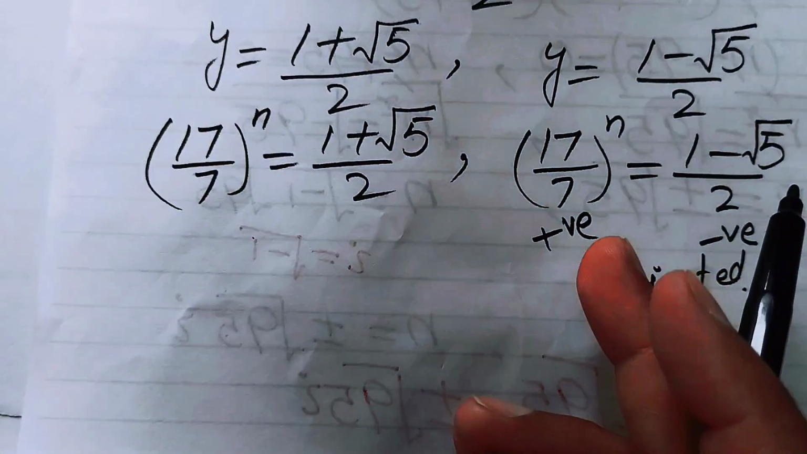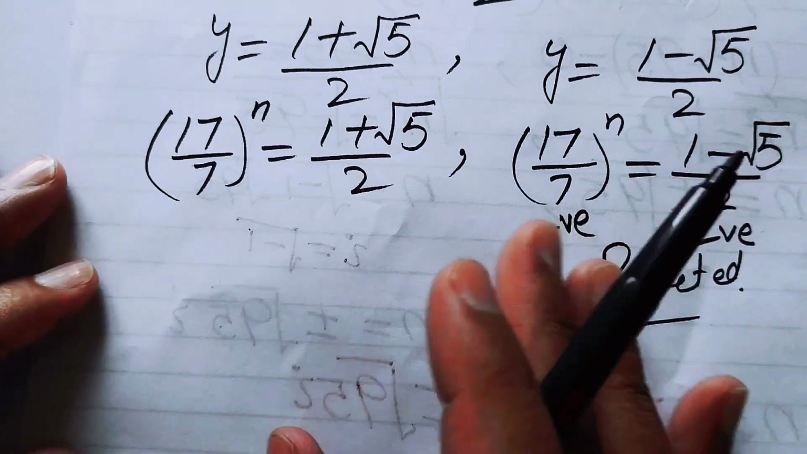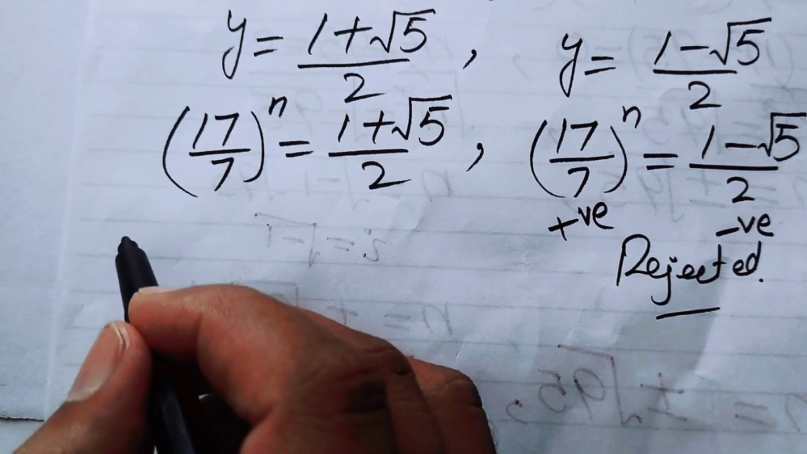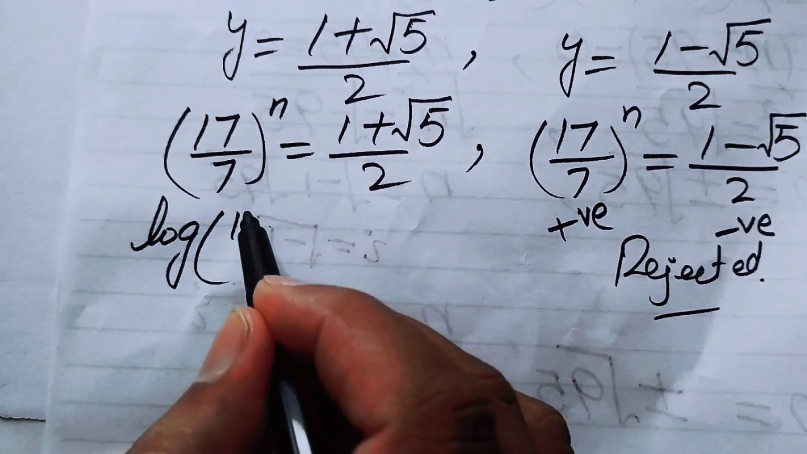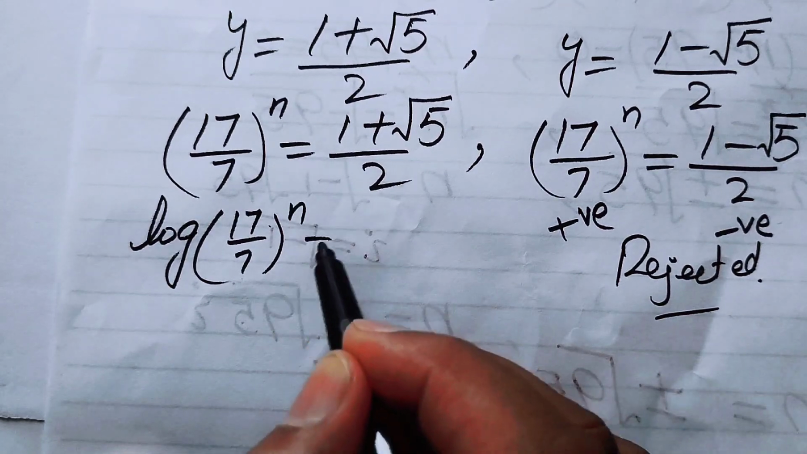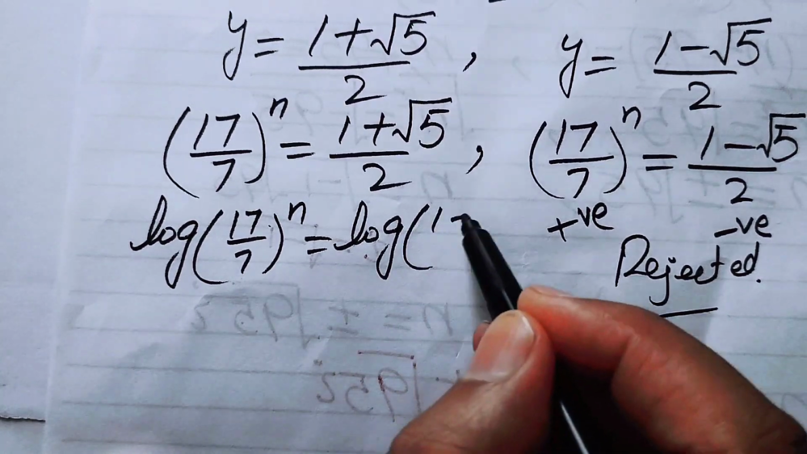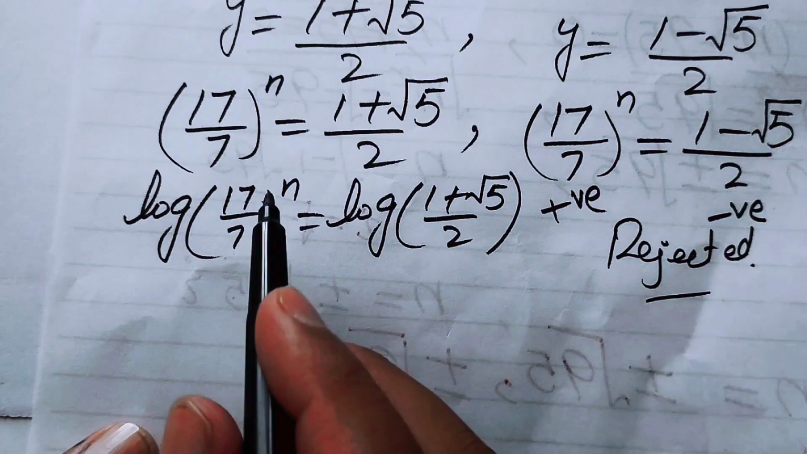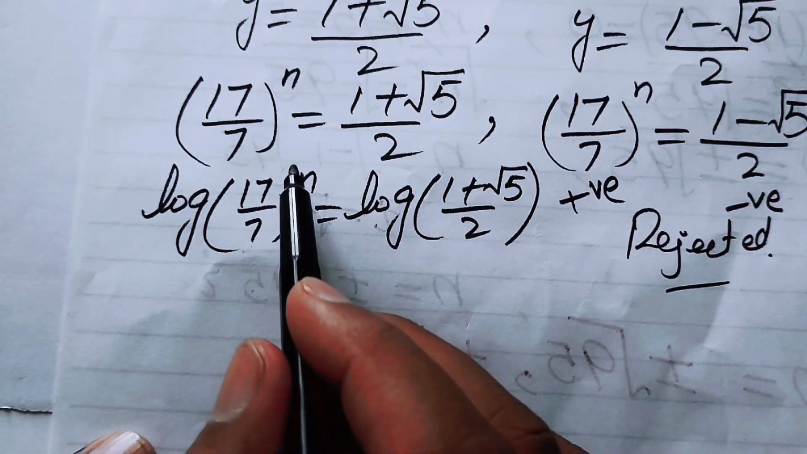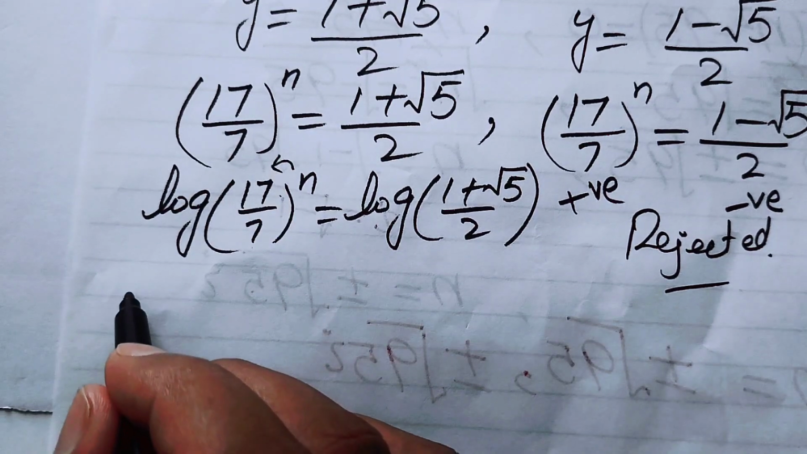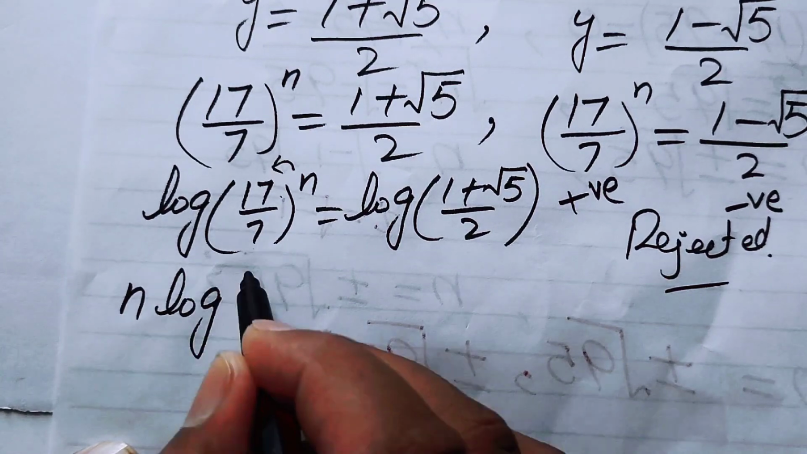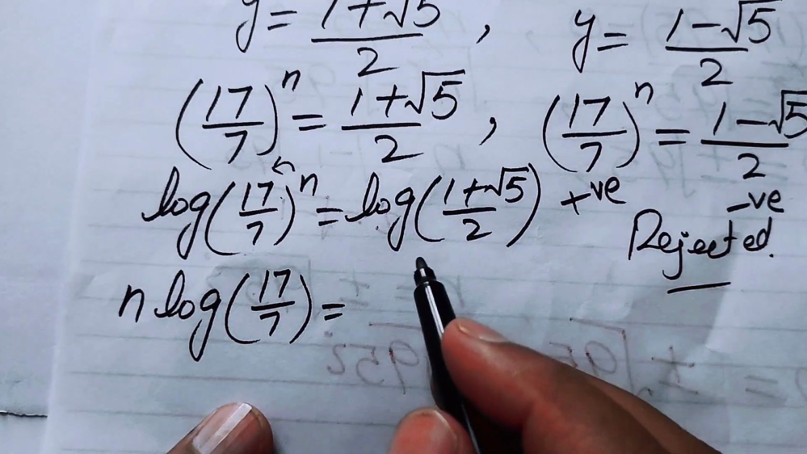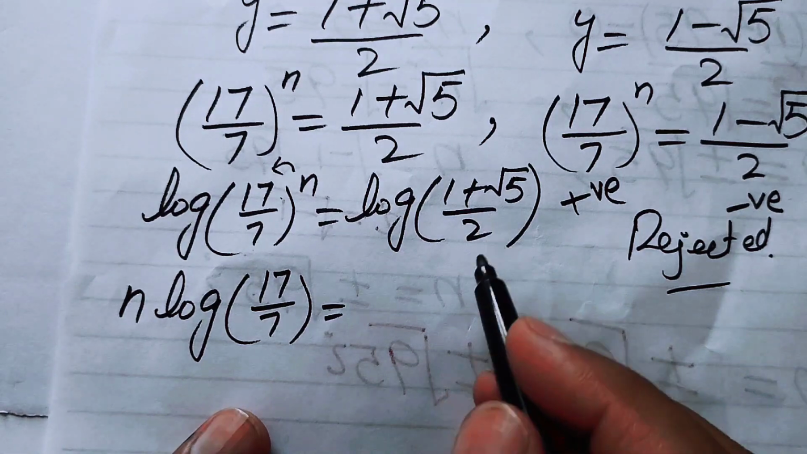So in order to solve this case, you can take the log on both sides, so that here we get log of (17/7)^n is equal to log of (1 plus square root 5) over 2. And now we can use the property of log, so that this exponent will move in front of the log, and you get n times log of 17 over 7 is equal to log of (1 plus square root 5) over 2.